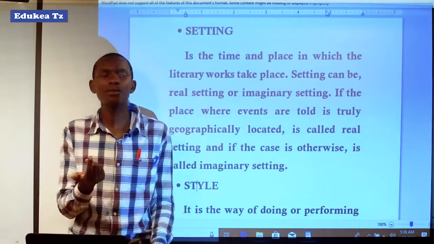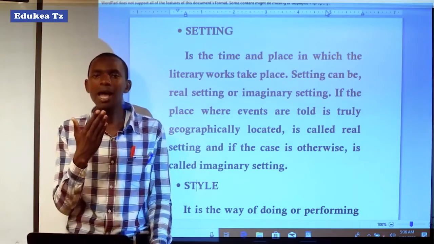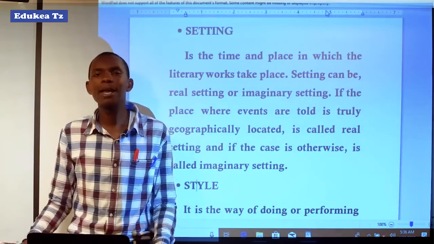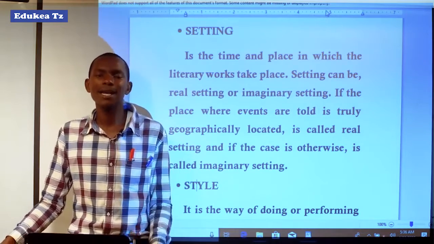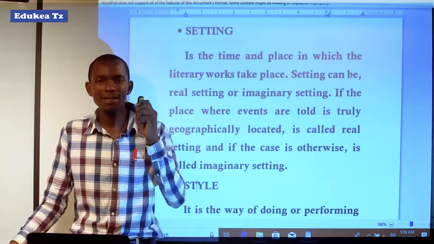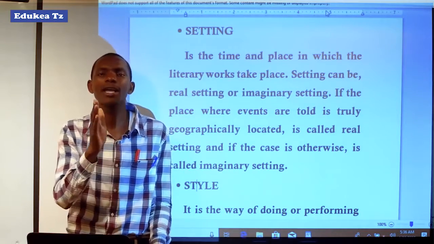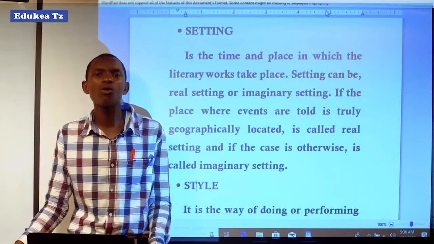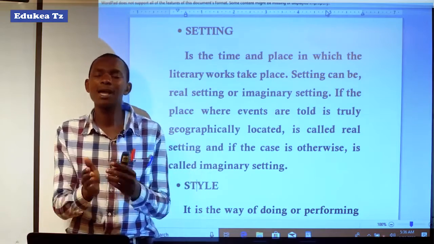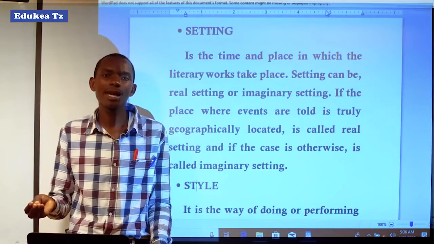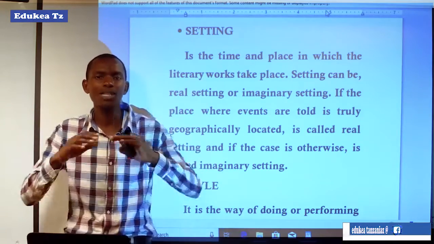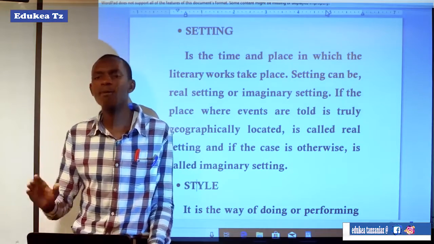Also, I want to add something on setting. There are two types or forms of setting. The first one is main setting, and the second one is minor setting. A main setting is a kind of setting which dominates the whole literary work from the beginning up to the end. It can be Dar es Salaam, Mwanza, or Tanzania as a whole. That is main setting or major setting.